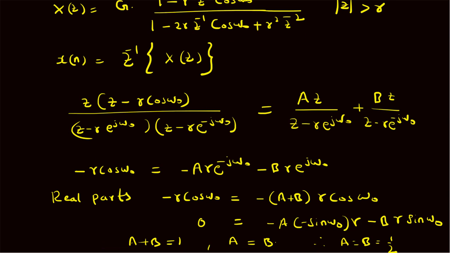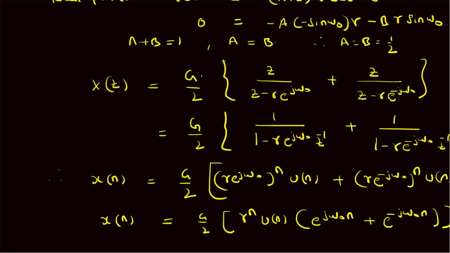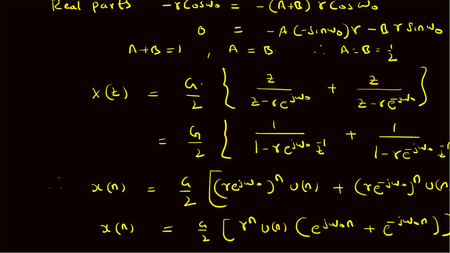The inverse z transform can be easily determined by using the partial fraction approach, where we divide this z transform as a sum of two fractions. Then we have X of z, the z transform, written as the sum of two individual z transforms, 1 by 1 minus r into e power j omega naught z inverse plus 1 by 1 minus r into e power minus j omega naught z inverse. These expressions are basically z transforms of r power n e power j omega naught n u of n. That is, it's like a transform of alpha power n u of n, where alpha is r into e power j omega naught.